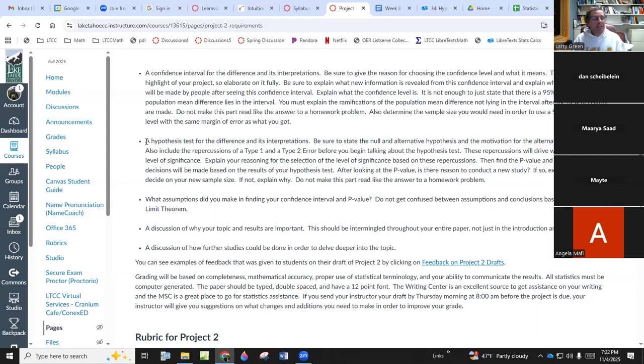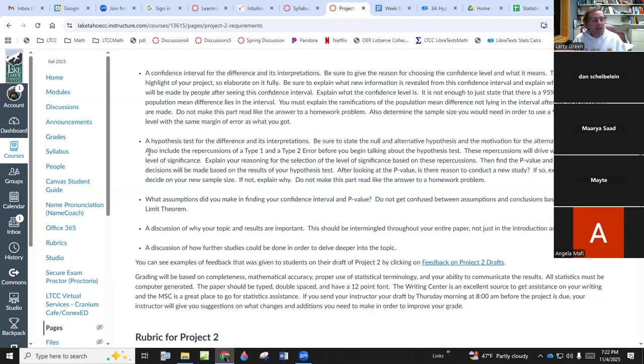Next is hypothesis testing. You should have a hypothesis test for the difference, and this has to be done in the order in which we do things. Again, you're going to state the null hypothesis and alternative hypothesis. You should state the motivation for the alternative hypothesis, in both symbols and words. And you should spend a paragraph or two explaining why this is an important hypothesis to your client and why your client cares about it.